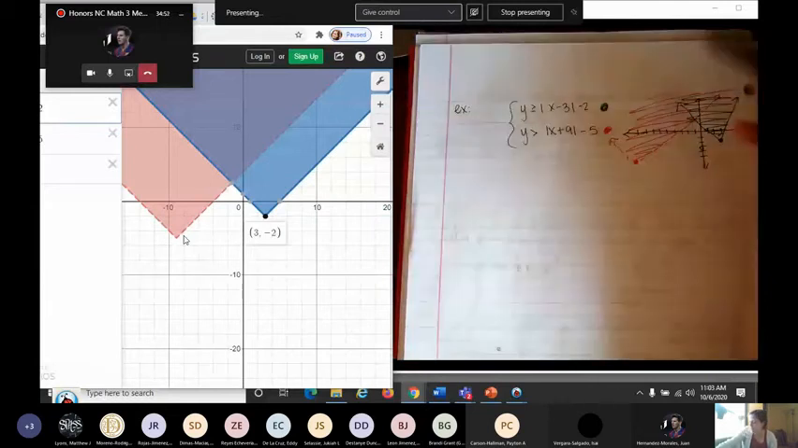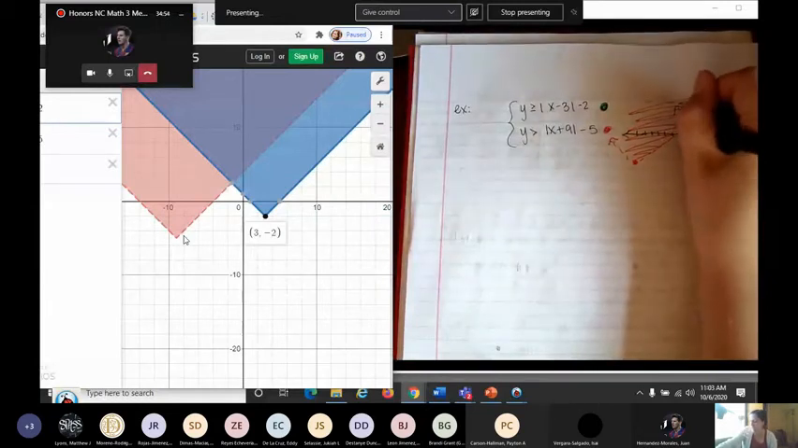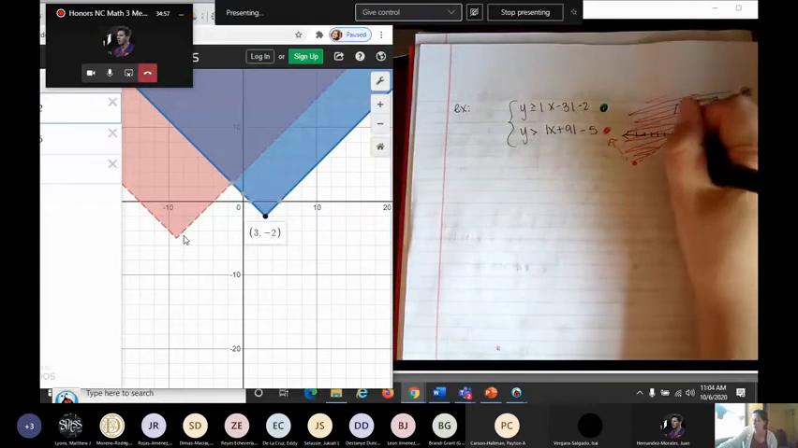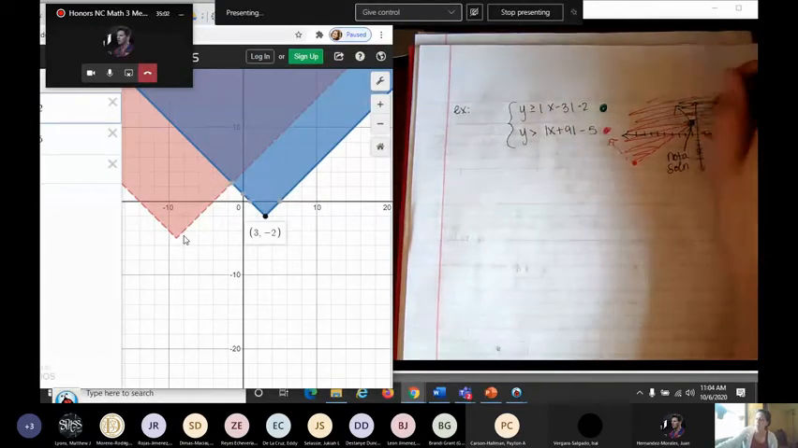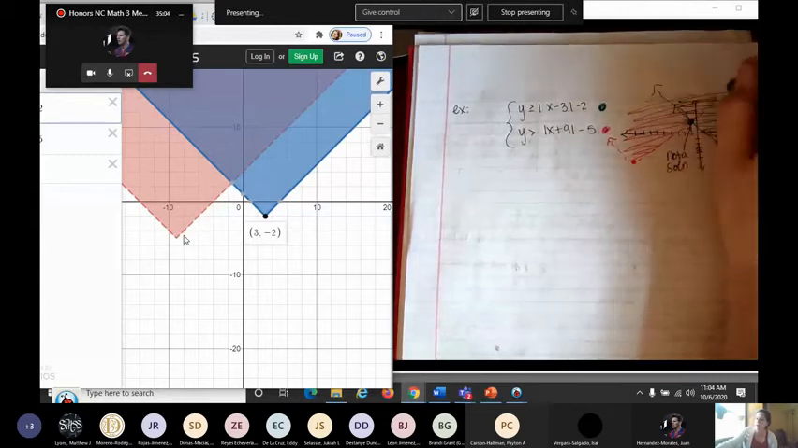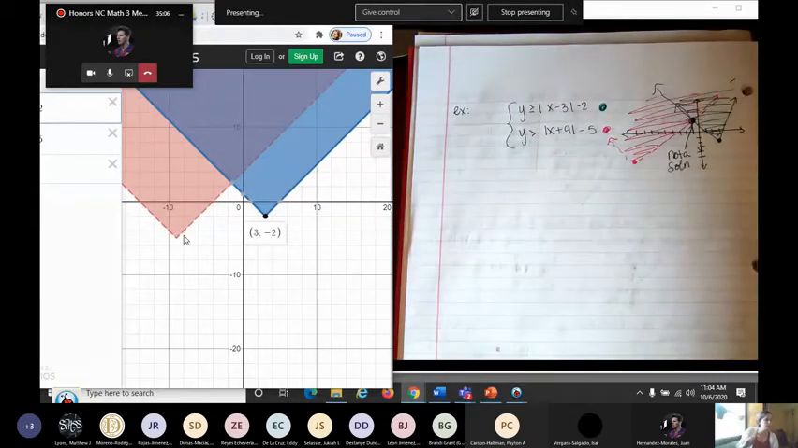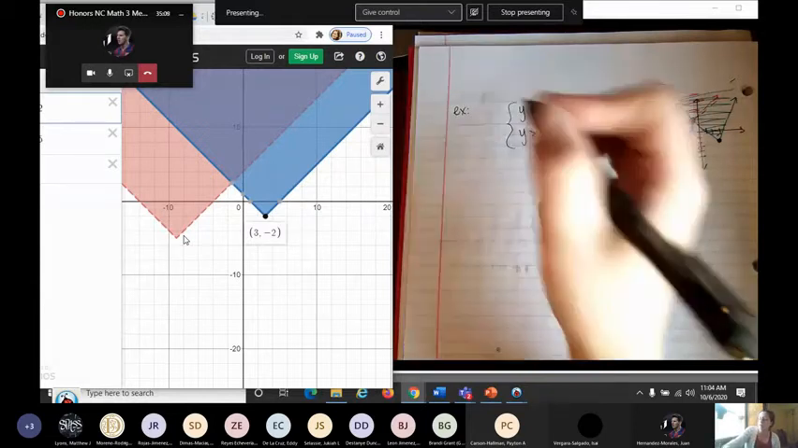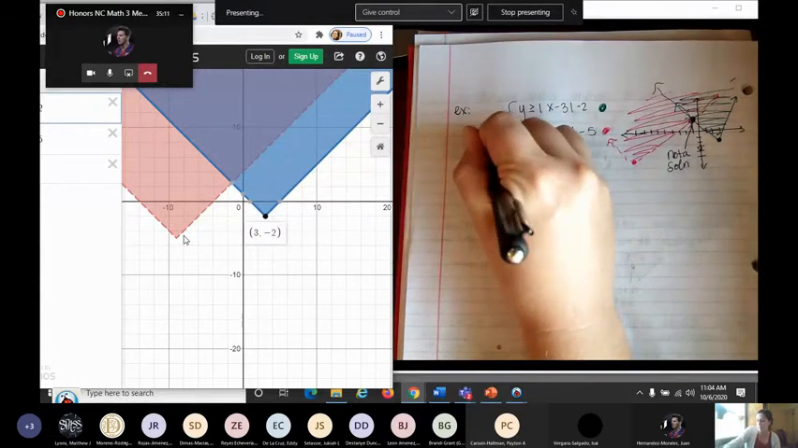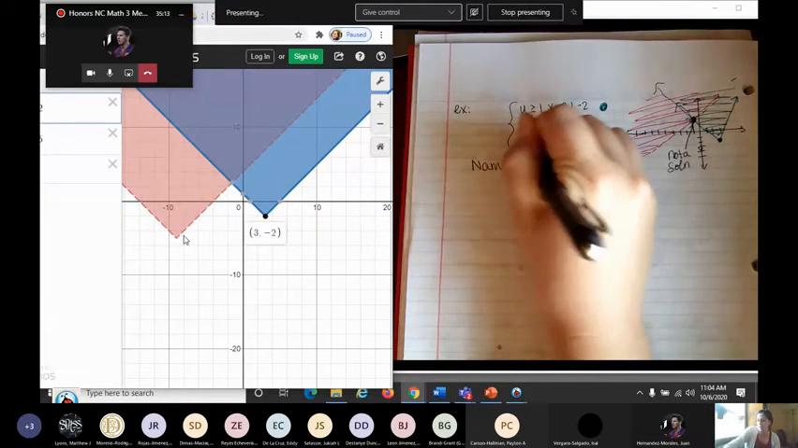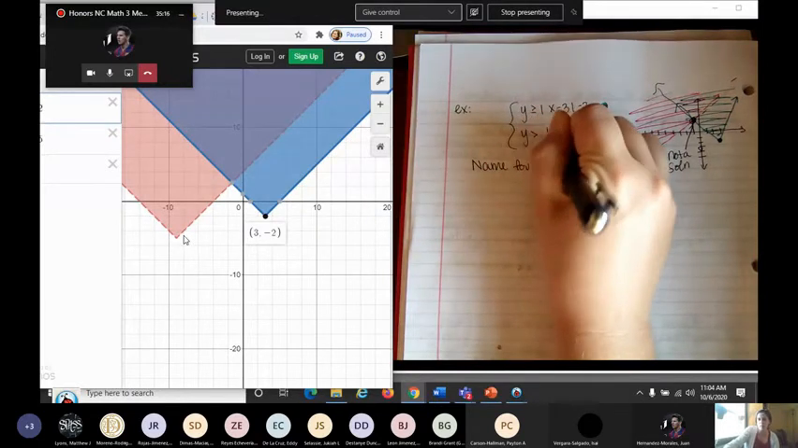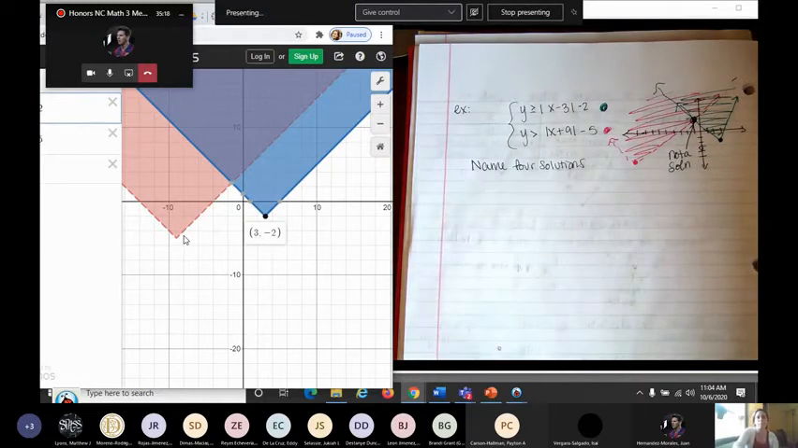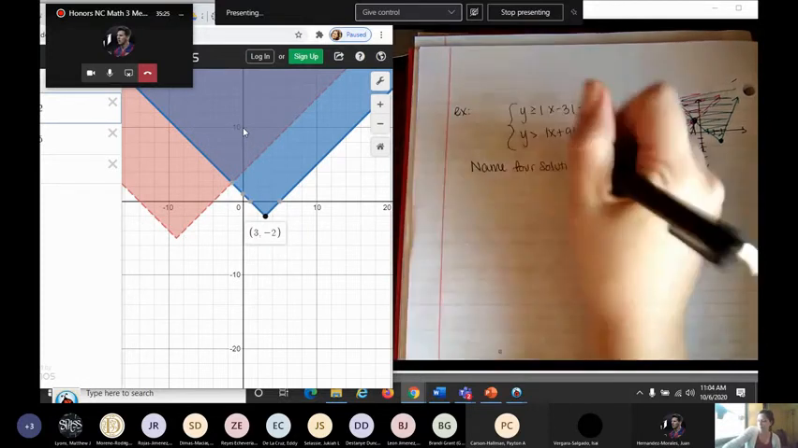So this point right here is not a solution because we have a dash intersecting with a solid. But then all of this stuff over here will be solutions. Okay, so maybe this problem asks you to name 4 solutions. So you can just look for anything in that purple overlap. So we could do 0, 10.